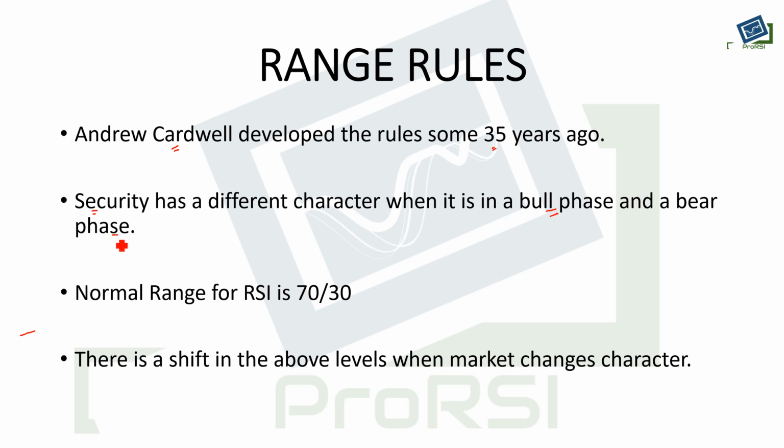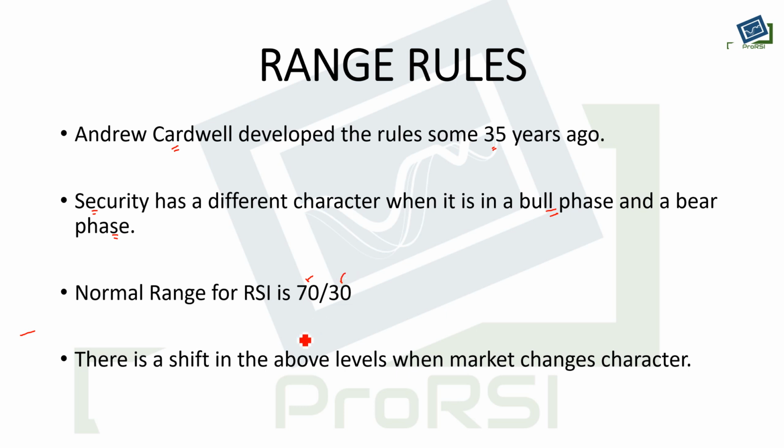It's very natural that a stock in a bull phase will behave in a different way, and when it is in a bear phase, it will behave in a different way. So RSI also will behave in a different way when a stock is in a bull trend or in a bear trend. Whenever you go through any books or material, you will find that the normal range of RSI is 70 and 30.